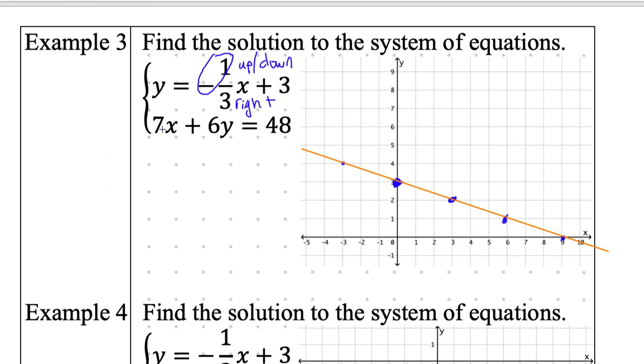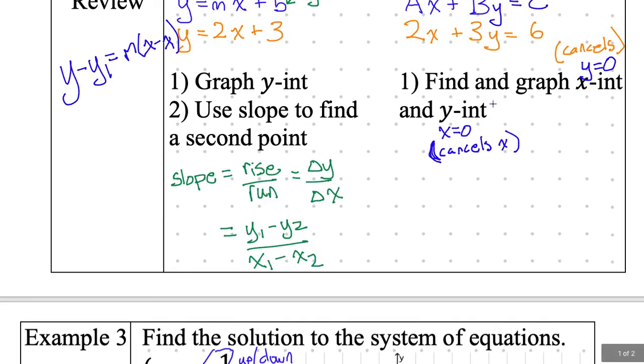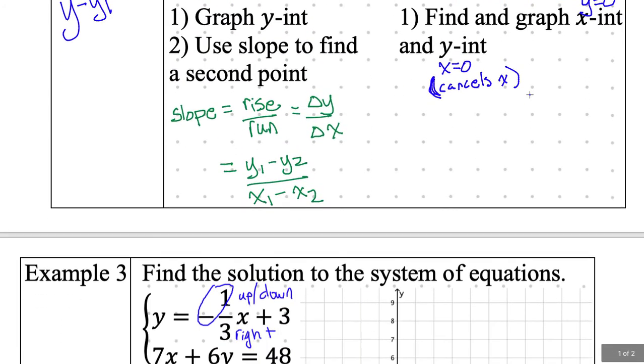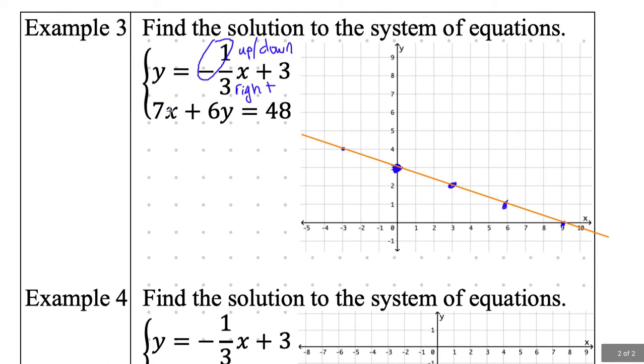Next, we need to graph 7x plus 6y is equal to 48. The way that I do that is I find and graph the x and y intercepts. Ugo, tell me my first step. You have to cancel x. Okay, so sub in 0 for x, so that 7x is gone, and I now have 6y is equal to 48. What do I do from there, Ugo?